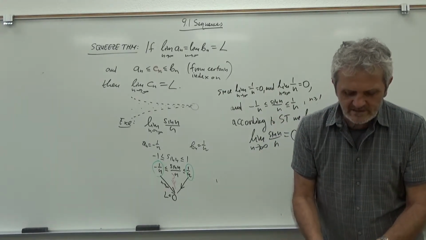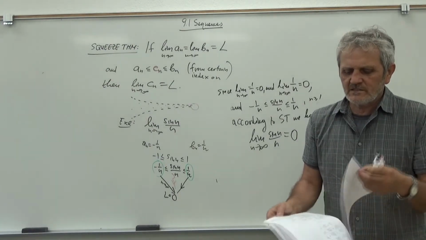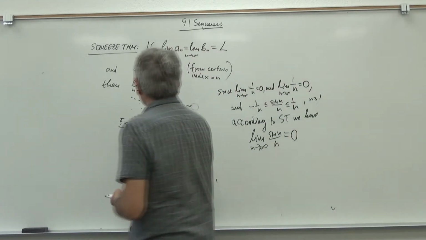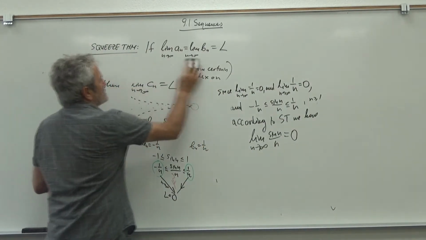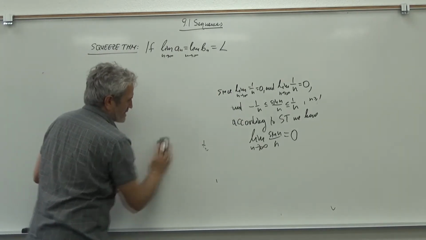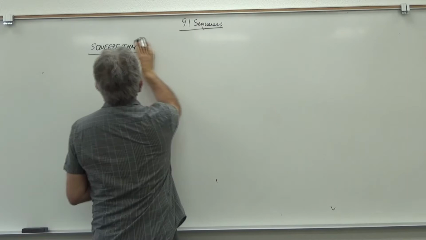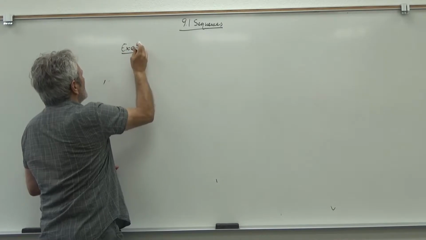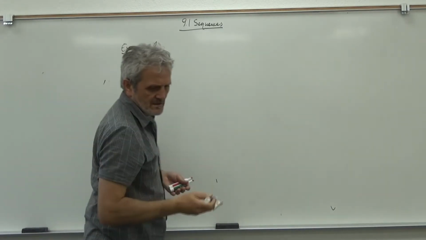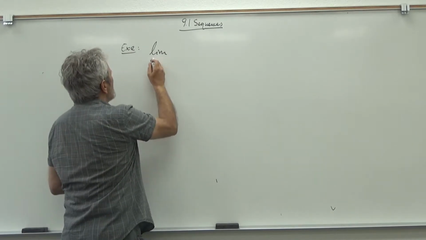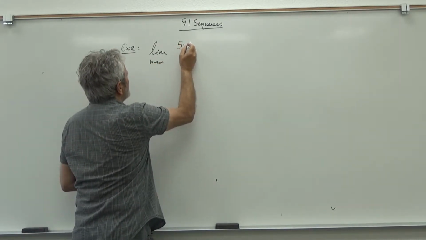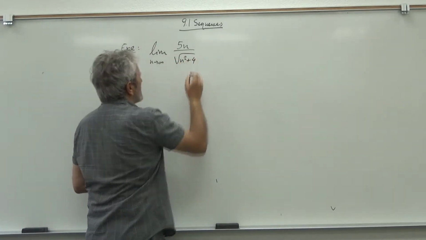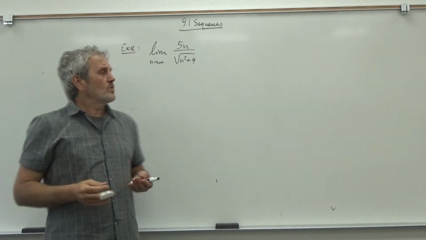All right, so what are we doing today? Once again, we are discussing convergence of sequences, very often relying on our intuition about convergence of functions. It will be even more obvious in the next problem. The next example: find the limit when n goes to infinity of 5n over the square root of n squared plus 4. What are we going to do here?